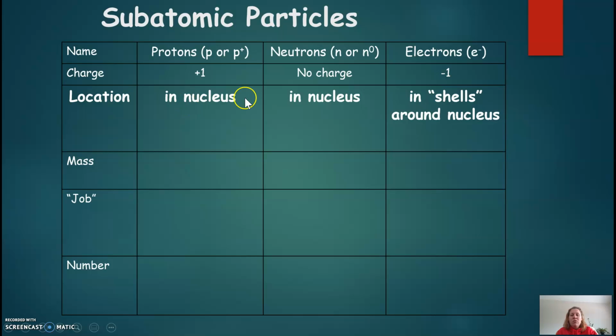Where are they located? Protons are located in the nucleus. Protons and neutrons are in the nucleus. Electrons are in shells outside the nucleus. We're going to do more of that tomorrow.